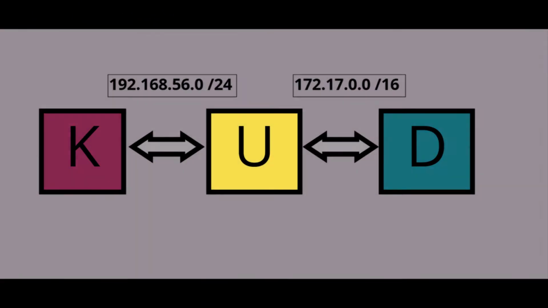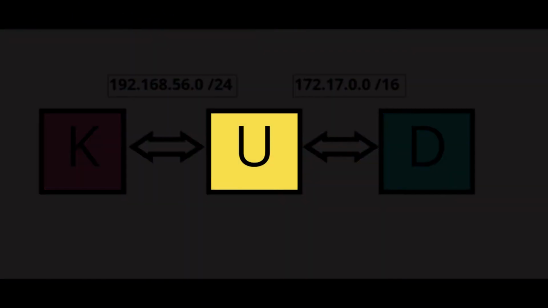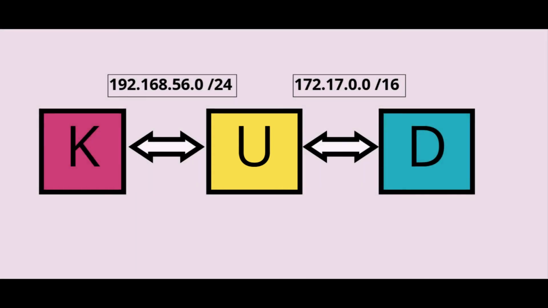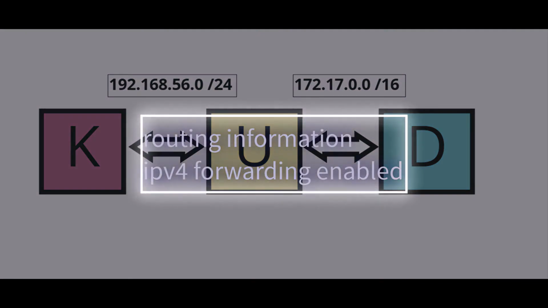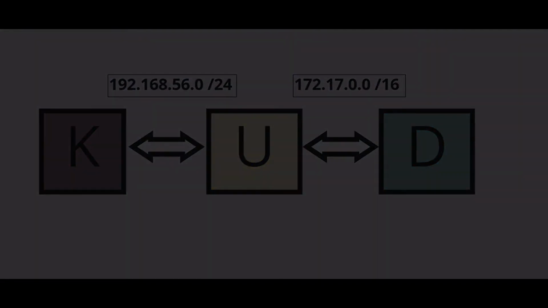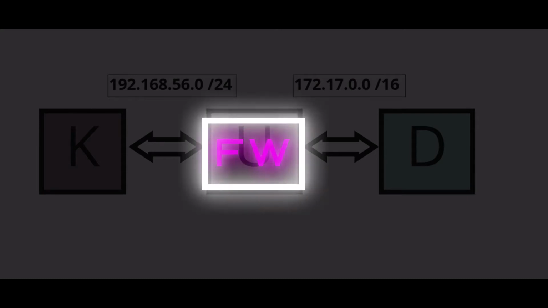What does U do in this network? U connects different networks. Router. What do you need to route the traffic? Routing information and IP forwarding. In this case, v4. However, someone said in the past that even if she added the proper routes to each host, she couldn't get to D. So we may have to think of U as a firewall.